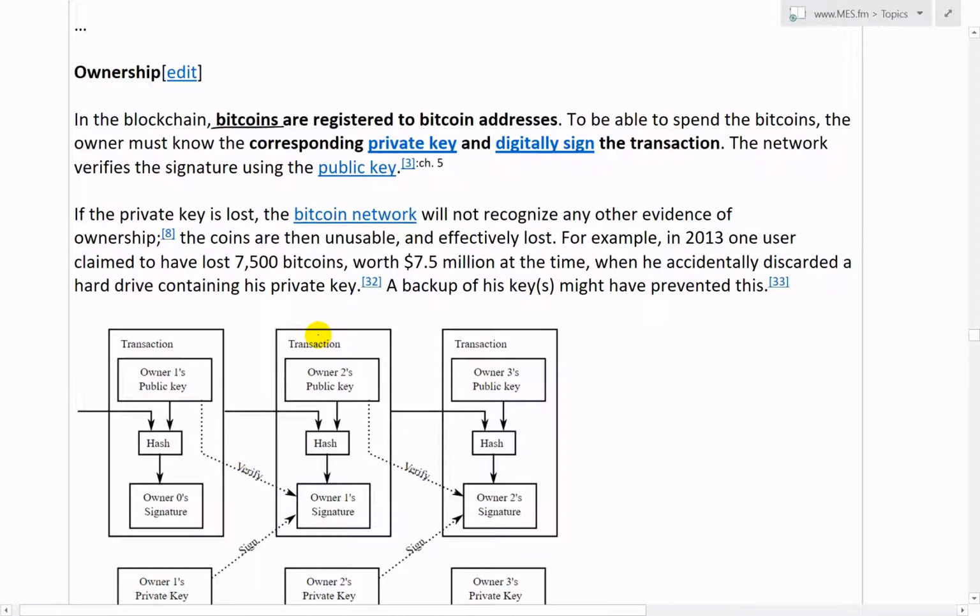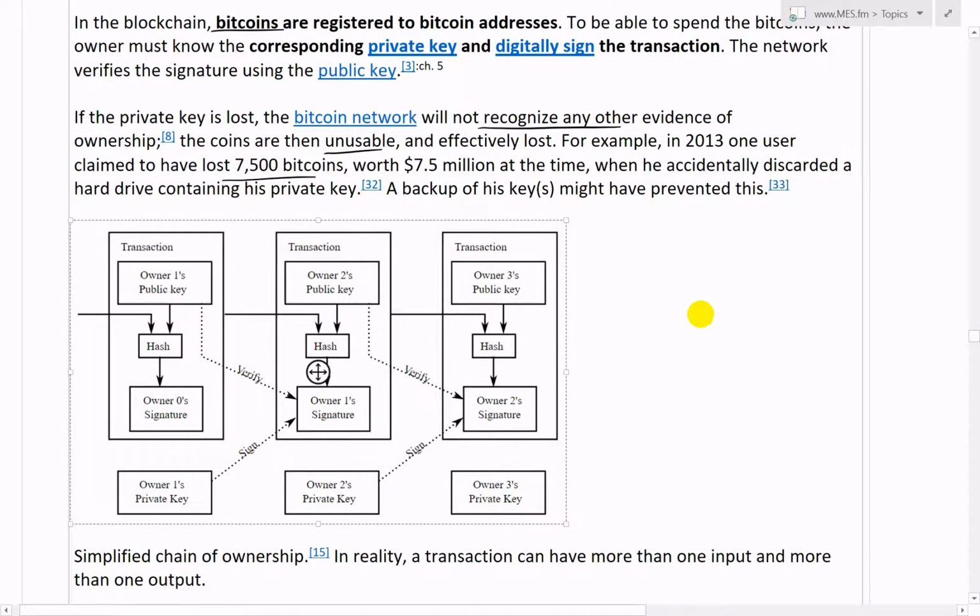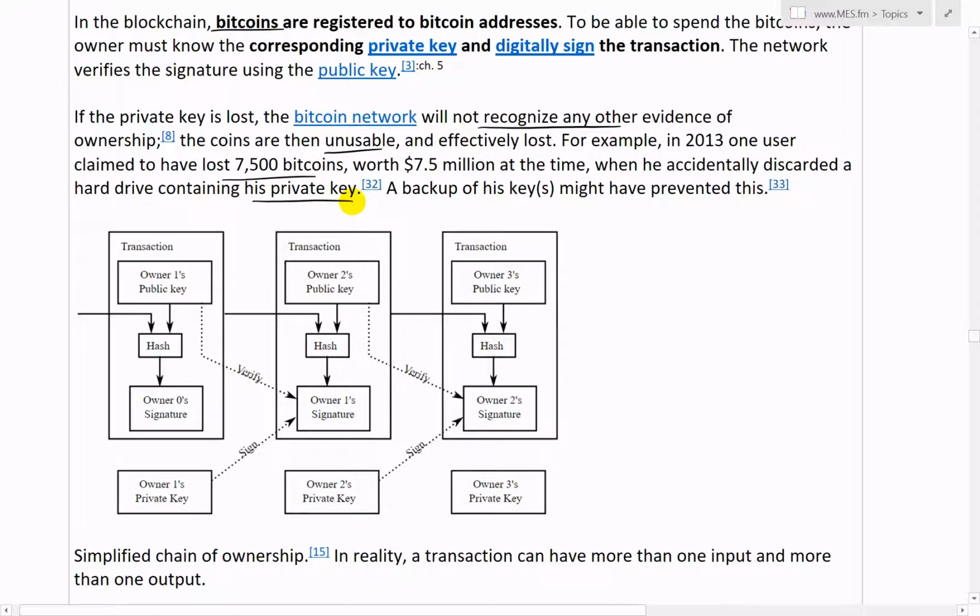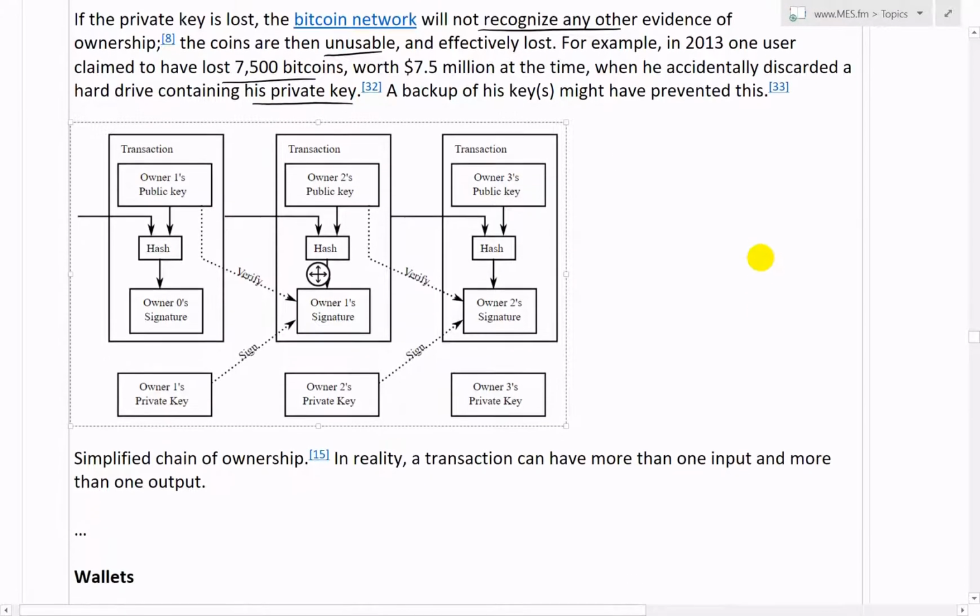Then you just need to unlock it to buy it and spend it and whatnot. If the private key is lost, the Bitcoin network will not recognize any other evidence of ownership. The coins are then unusable and effectively lost. For example, in 2013, one user claimed to have lost 7,500 Bitcoins, worth 7.5 million at the time, when he accidentally discarded a hard drive containing his private key. A backup of his keys might have prevented this.